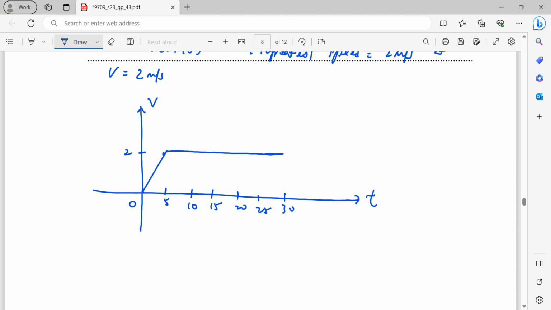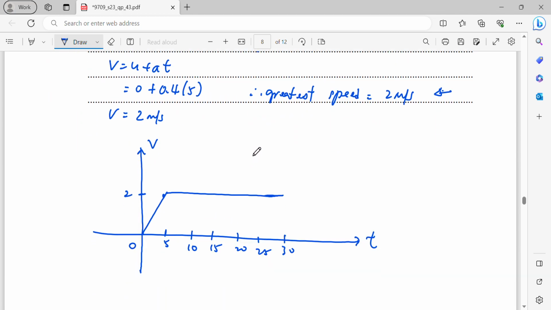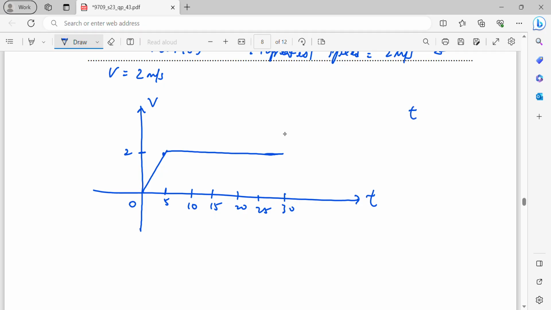Okay, after that, it decelerates at 0.2 meter per second squared. So now I need to find what is the time for it to come to rest. So now, when t is greater than 30, v equals u plus at. Again, when it comes to rest, that means that v equals 0. Alright, that is the final velocity. Then now the u here will be this. Okay, so the u will be 2.